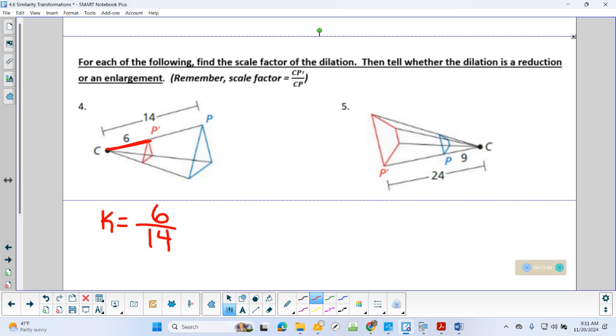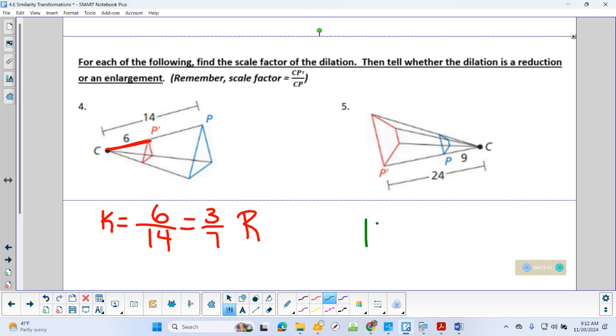And of course, all good mathematicians that we are, can you reduce 6 over 14? Sure can. To what? Perfect. The last thing, if your scale factor is 3 over 7, enlargement or reduction? Reduction. Okay, you can just put R or E for it. All right, let's do this.